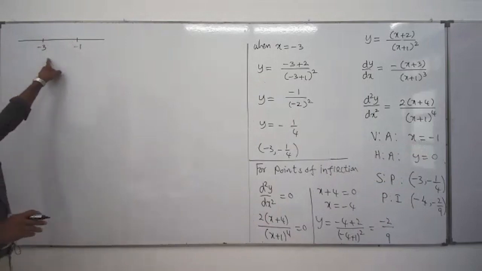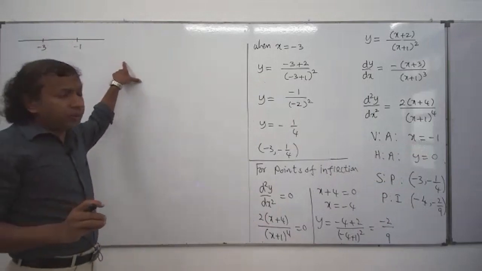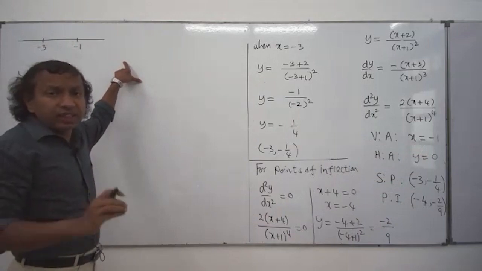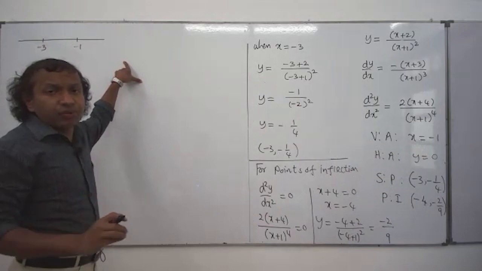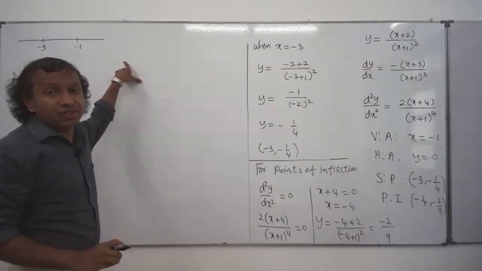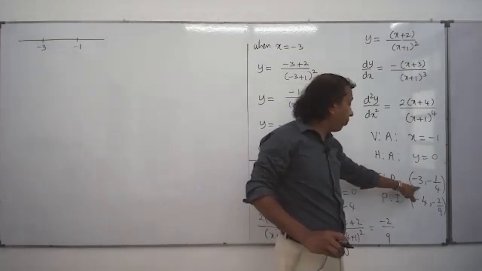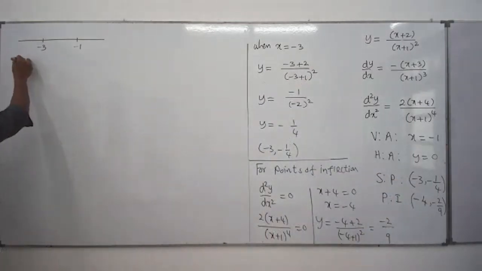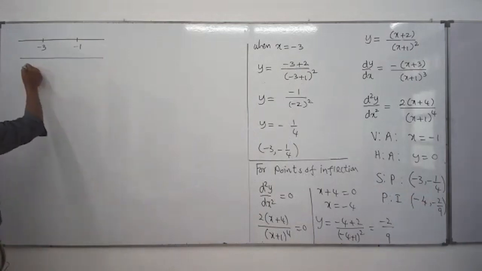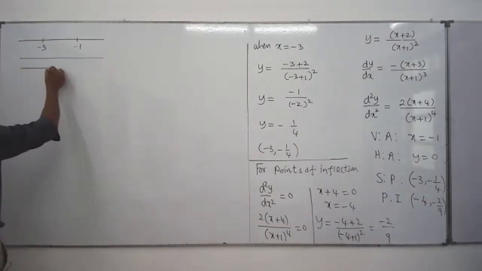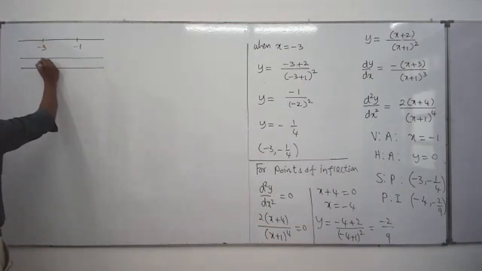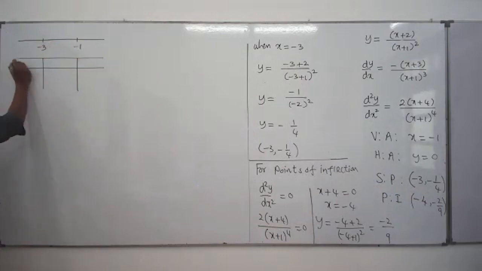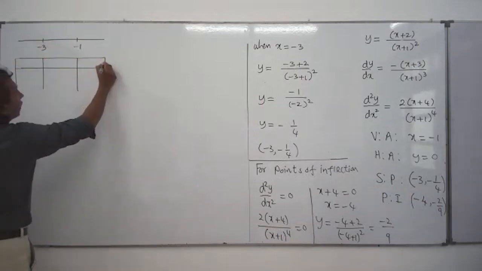Then remember, in the first line, you mark what, people? Only the x values. What x values? The x values at the vertical asymptotes and the x values at the stationary points. Stationary point, x value is -3, no? Right. After marking this, you get an idea to prepare the table. Now the table you can prepare very easily. Right, -3, -1 here. Now this is the table.